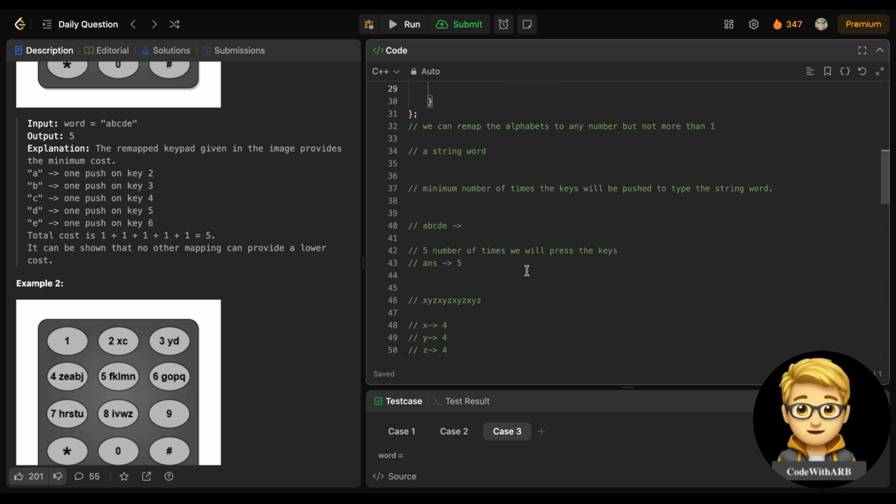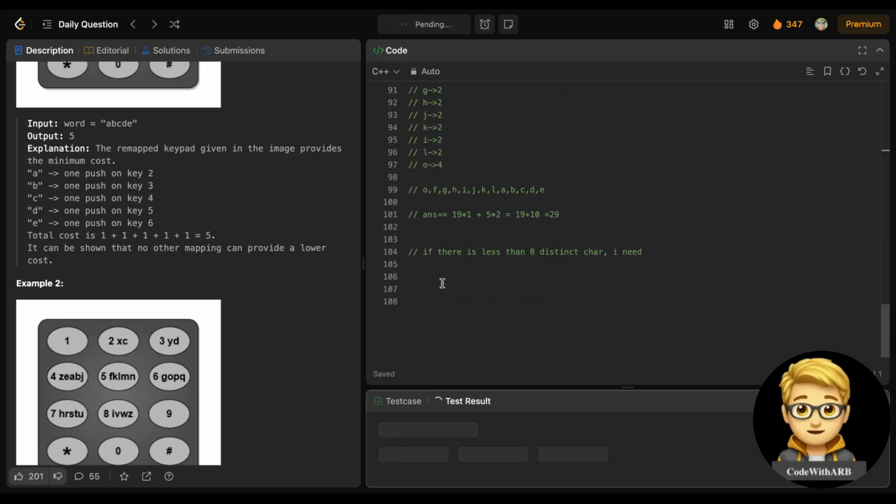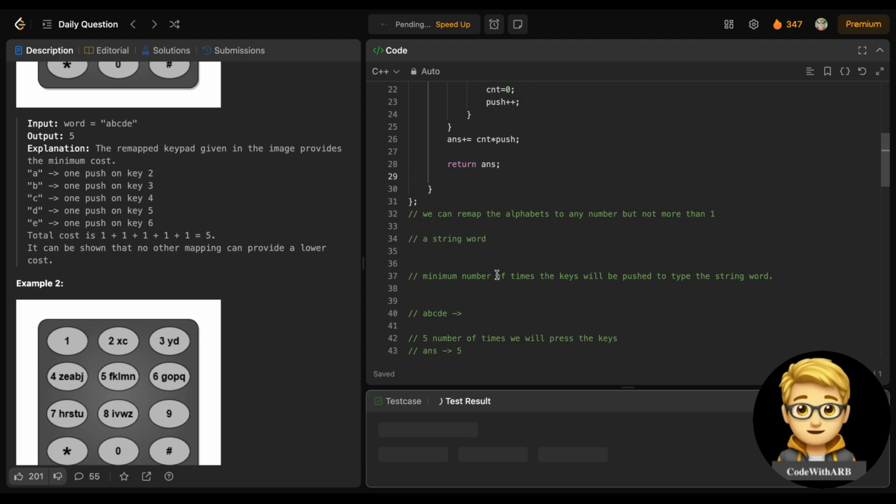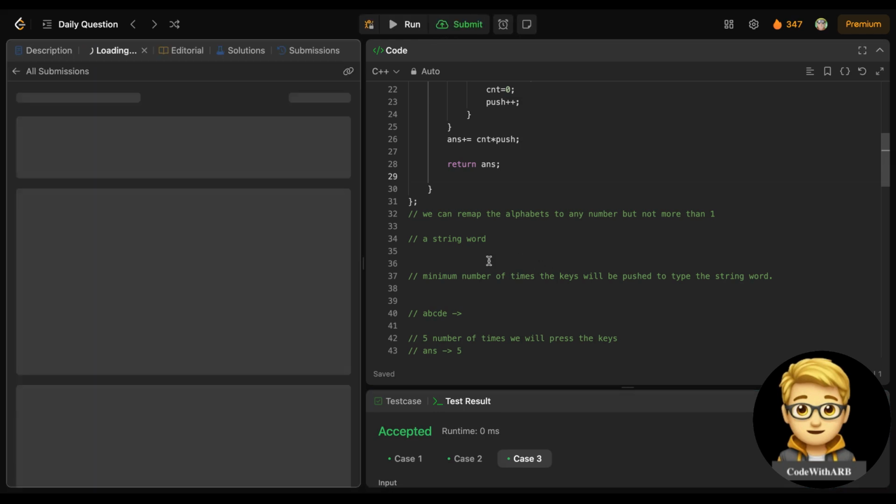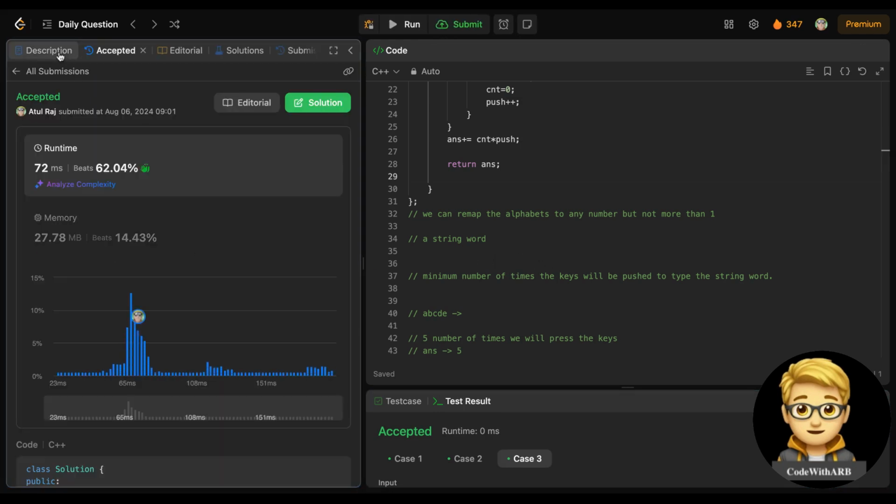So this is how we implement this. Let's try to run this. We have passed the sample case. Let's submit it. Yeah, we have passed all the test cases.